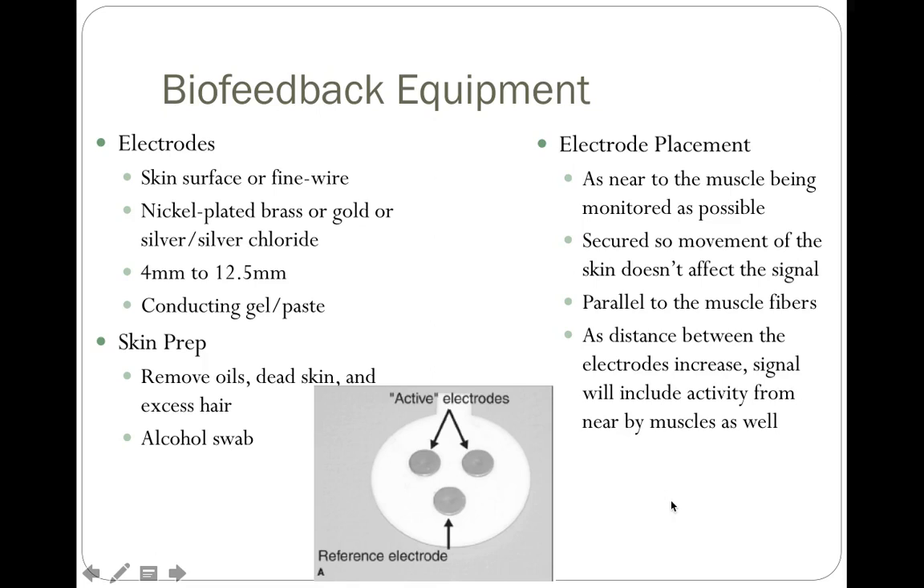Then to place the electrode, we're going to place it as near to the muscle being monitored as possible. So again, put those active electrodes usually in the muscle belly or over a motor point. You can use your motor point reference to look at that as well. You want it secured down because you don't want any movement of the skin to change the electrical activity you're reading. You want it to go parallel with the muscle fibers, just like when we did our E-stim setups. As the distance between the electrodes increases, the signal from the activity of nearby muscles would as well. That's why these are really close together, because we want to get just that muscle activity. We don't want to get all the muscle activity around it.